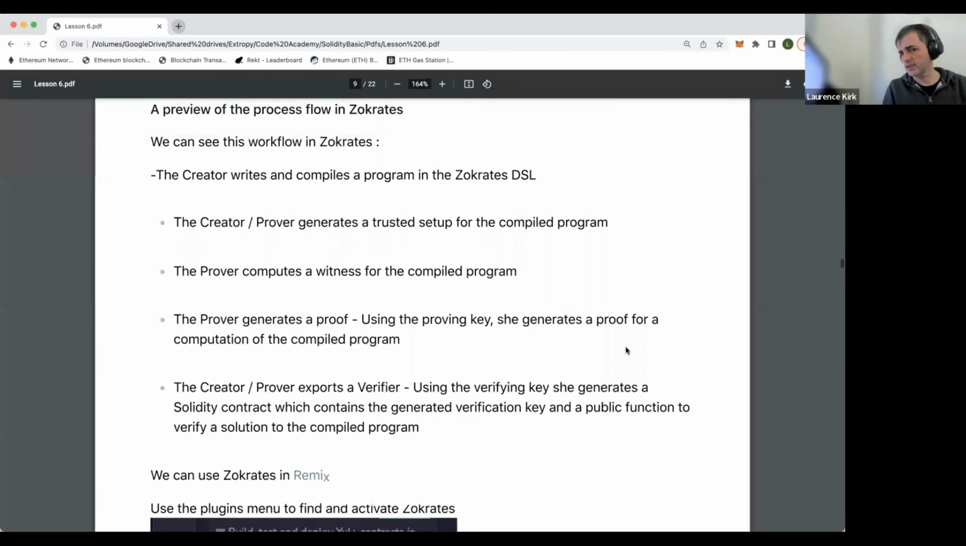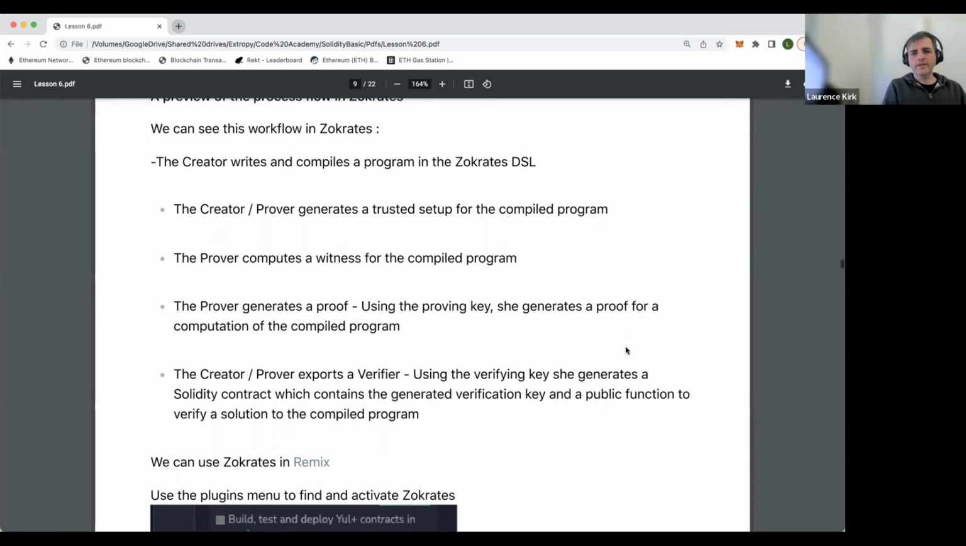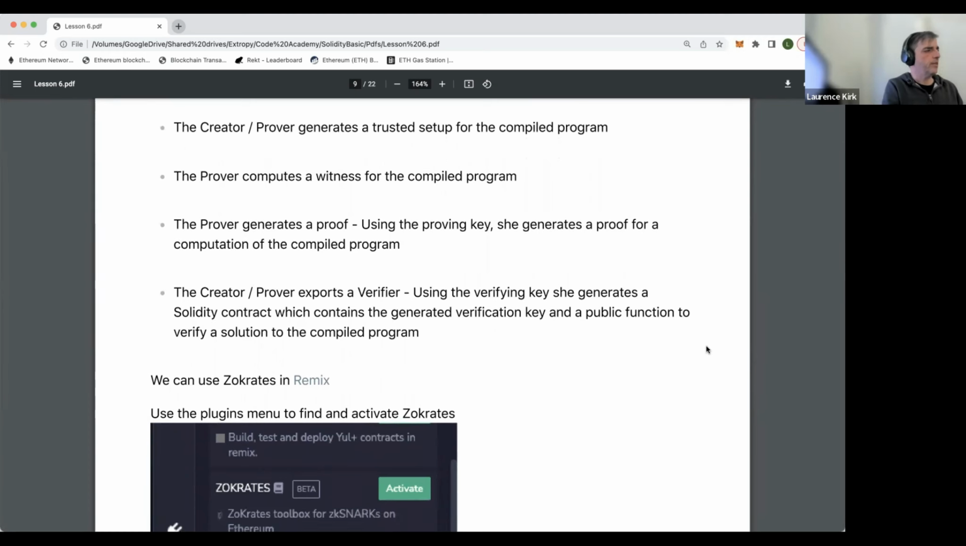And the process it goes through is very similar to what I just talked about, which is that the creator writes a program that describes what you're going to test as part of your proof. It goes through a trusted setup. You get a verification key and a prover key. You can then put in the inputs to the proof, and with the prover key and the inputs, you create a proof. And then with the verification key, you can create a smart contract, which acts as the verifier.